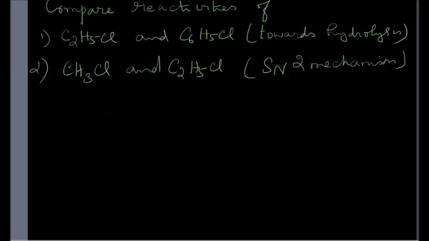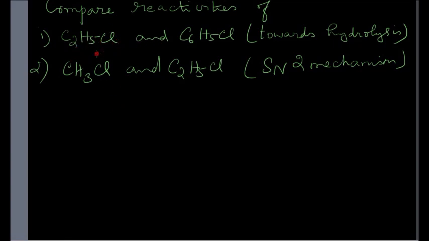Having come to the end of the discussion on this topic, I would like to mention an important type of question here. You will often be asked to compare reactivities of a given pair of compounds towards a specific reaction. I have given you two pairs of compounds here. The first one is chloroethane, the second one is chlorobenzene, towards hydrolysis. You know hydrolysis is nothing but a nucleophilic substitution reaction by OH group. So what you have to consider here is in which one is the C-Cl bond easier to break.